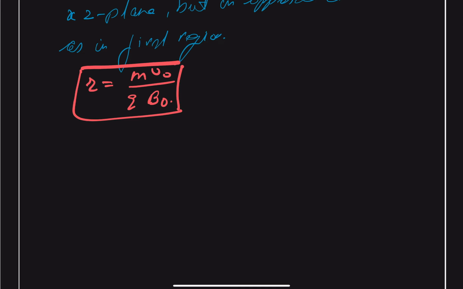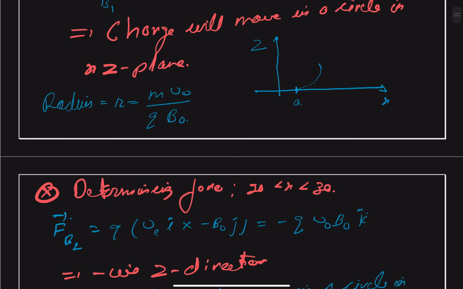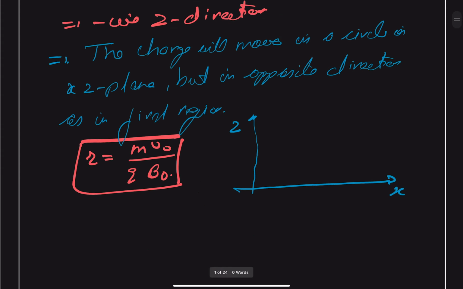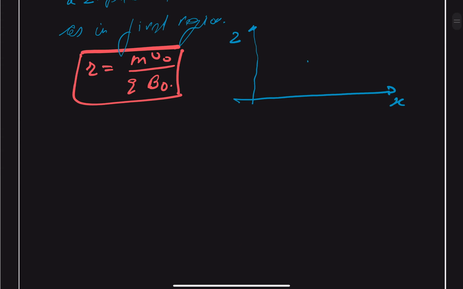So we can draw the approximate figure for this also. We have this as x, this is z, and suppose somewhere here is 2a, and the charge is already at 2a. Now it will be traveling in the opposite direction, so it will come something like this, and this will continue up till 3a.